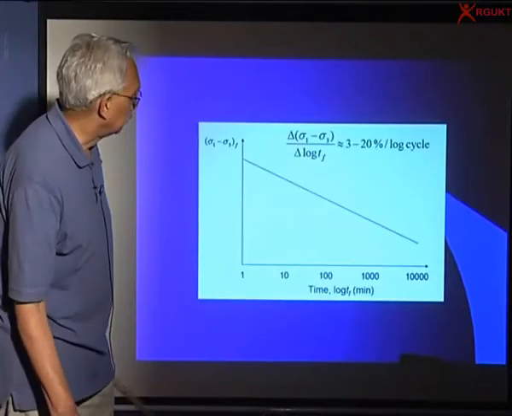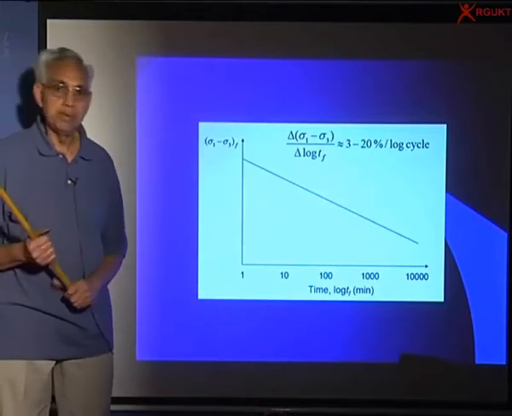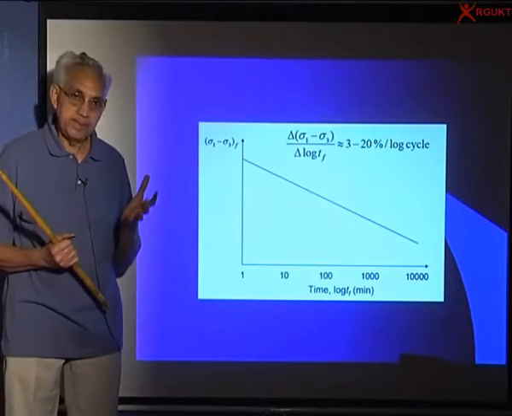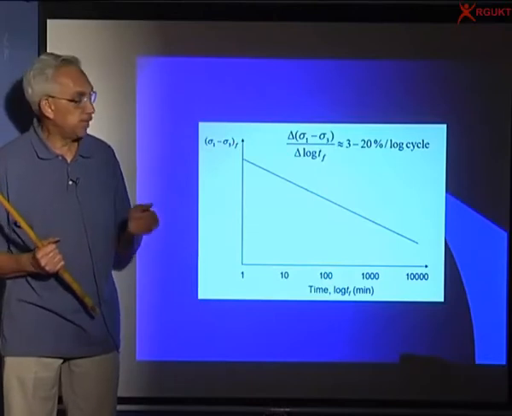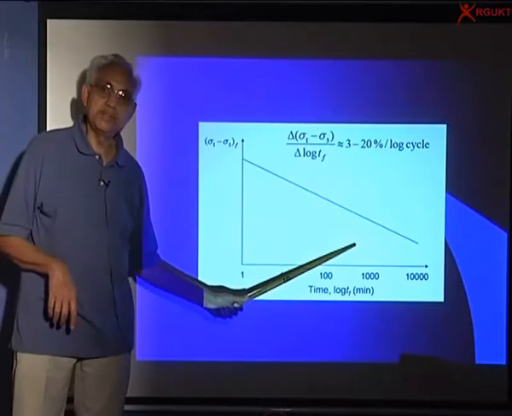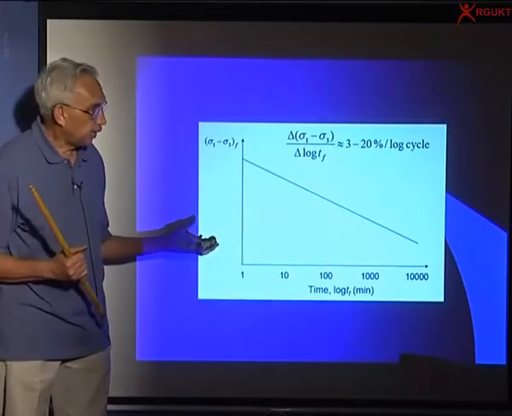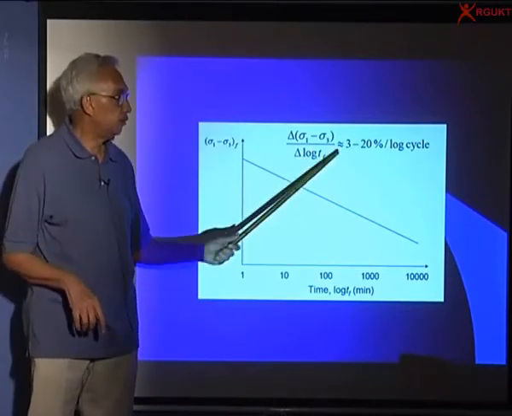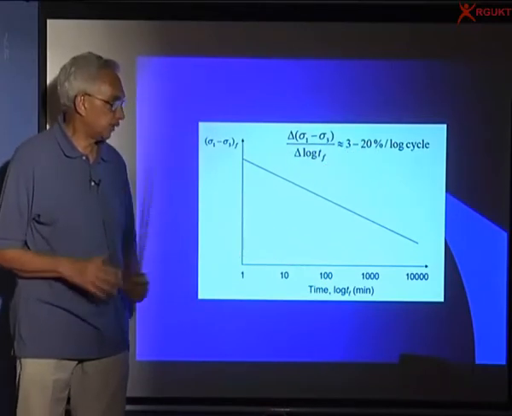And if you allow long time, like in the laboratory, we do the test within an hour or two. But in nature, the shear stress is mobilized over a long period of time, maybe 1 year, 10 years, 100 years. What you find is the strength decreases with rate of loading. So what you get in the laboratory is relatively high strength, and in the field I may have to apply a smaller value, and the reduction is usually about 3 to 20% per log cycle.